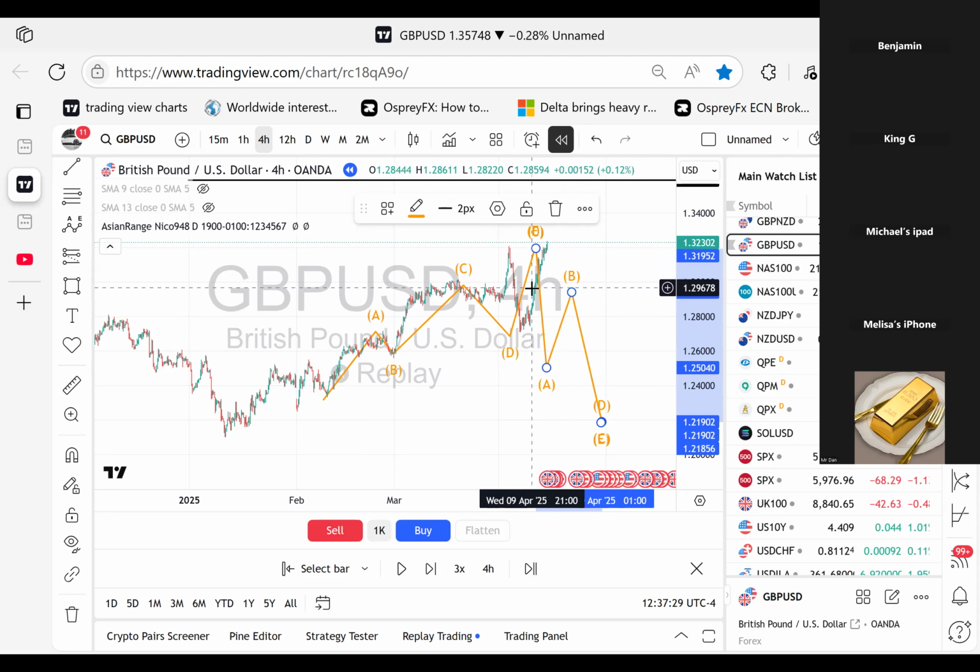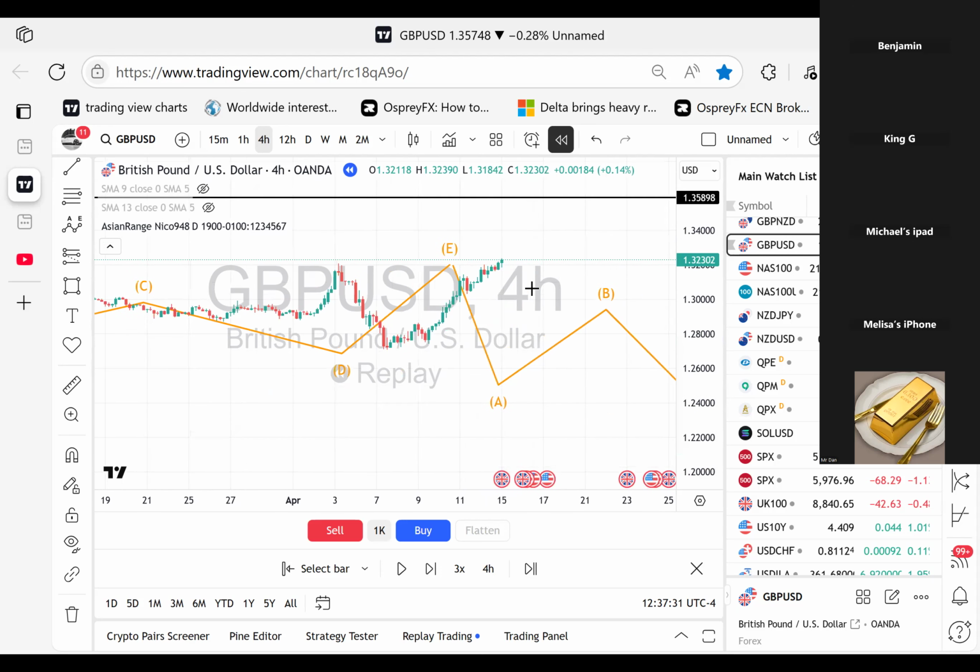We don't have to do that. You can go and look and say, hey, where is the imbalance that I need to find? Because generally speaking, when this sells, it's going to be a strong sell move and it's going to leave an imbalance. But we'll talk about that further.